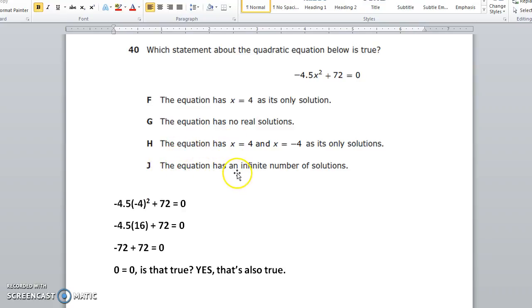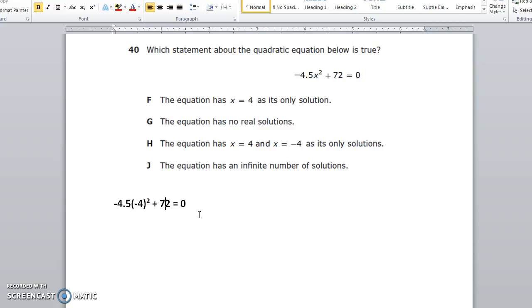The equation has an infinite number of solutions. So this is saying that I can plug in any number I want for x, and I will always get a true statement. That doesn't even sound right, but let's just try it. I'm going to choose an easy number to plug in for x. I'm going to plug in a 0 for x. If this works, then maybe J is the answer, if I can plug in any number I want and get the right answer.